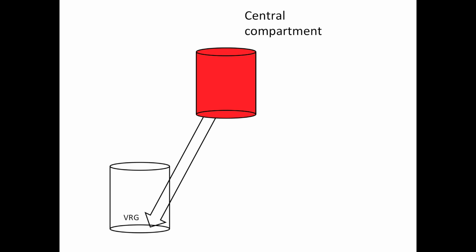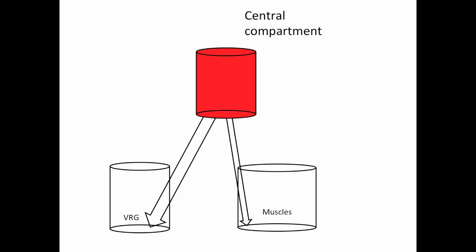and so we first consider the vessel-rich group. This comprises such organs as the liver, kidneys, heart and brain. You will notice that the capacity of the vessel-rich group is somewhat similar to the central compartment and is connected with a large bore pipe, representing the capacity for rapid transfer of drug to this compartment. Next we see that the muscles comprise a larger capacity compartment but with a lesser rate of transfer.